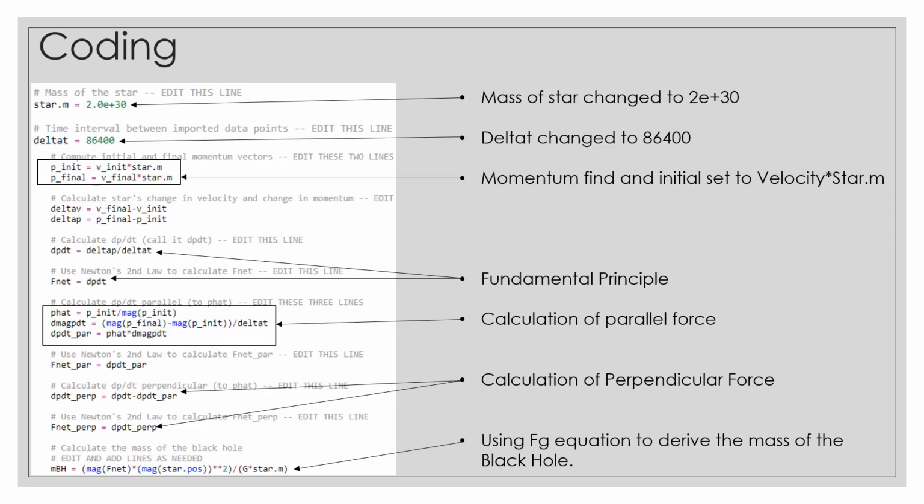In the coding, we changed the mass of the star to 2e to the 30, changed delta t, and then we calculated the momentum, just by multiplying the velocity and the star's mass. We used the fundamental principle here, and then we calculated the parallel force and the perpendicular force, and then used Newton's second law to calculate the mass of the black hole by rearranging the force equation.